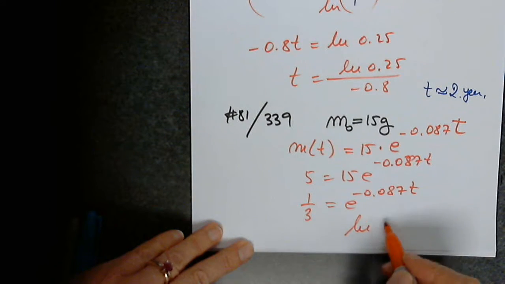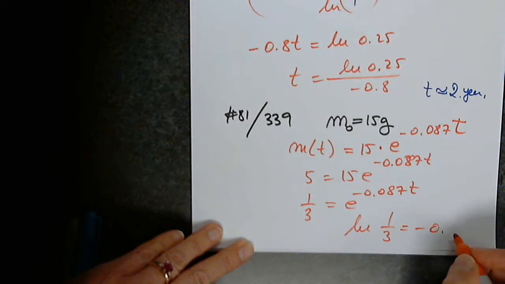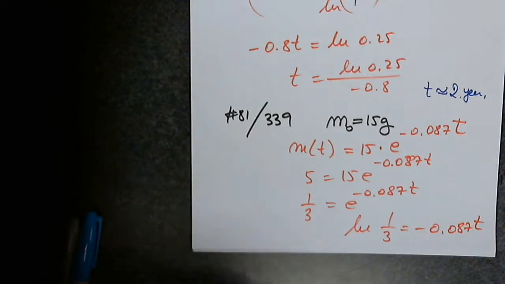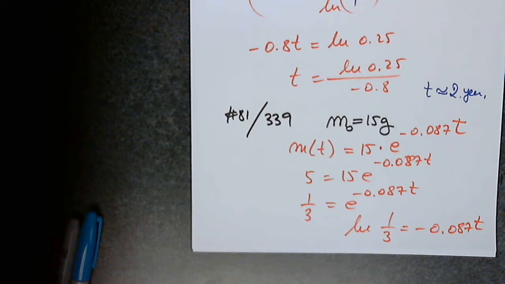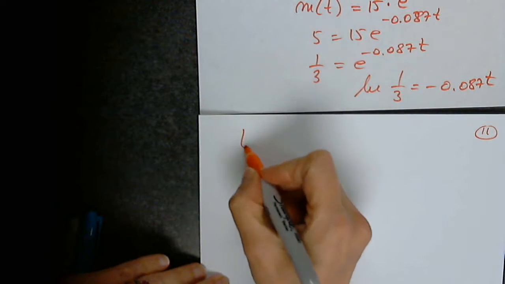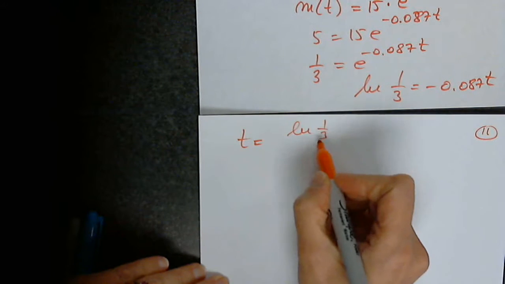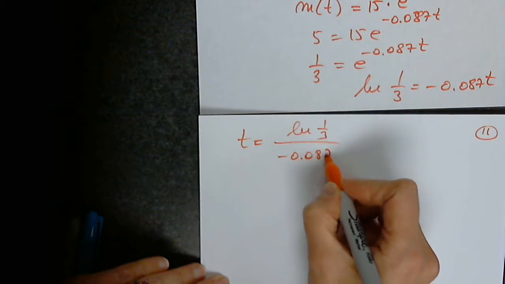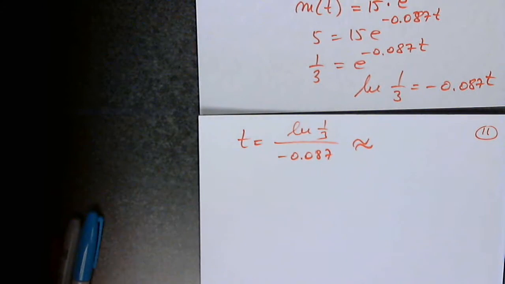0.087t. And yes, you're right. Natural log of 1/3 equals negative 0.087t. So then t equals natural log of 1/3 over what is left in there. Say it again. Yes, 1/3.